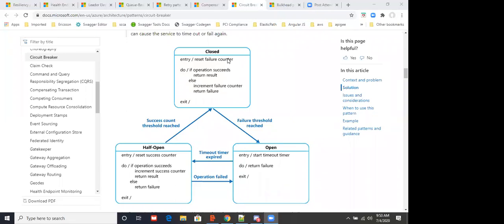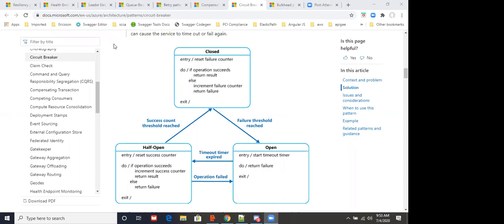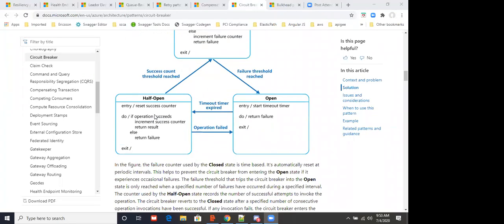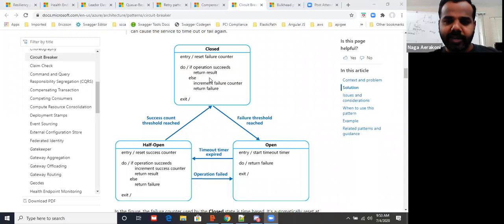Okay, interesting. Thank you. No problem. In the closed state right here, I see we only increment the failure count. When would we decrement the failure count? No, there is no decrement of the failure count.